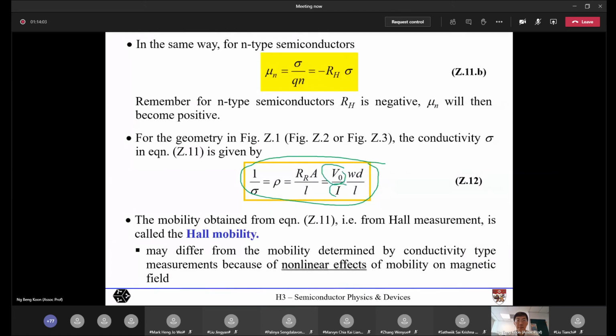Okay, the V naught over the I is something you can measure in the experiment, and the dimensions are also quantities you can measure. You can measure the size of the semiconductor material. And by measuring that, we can also work out the mobility of your carriers.